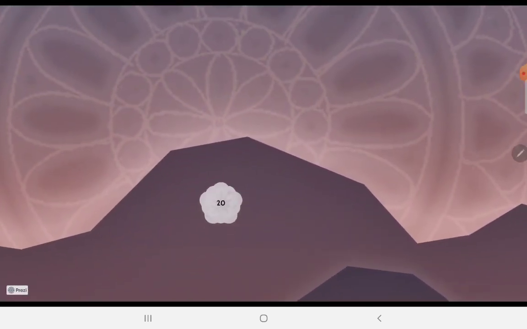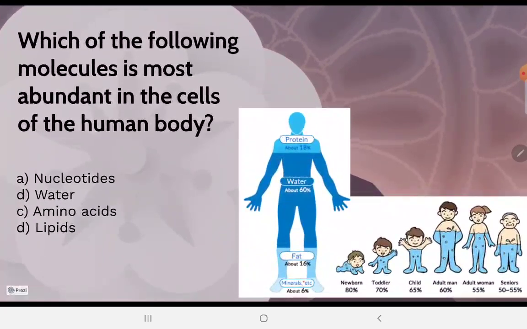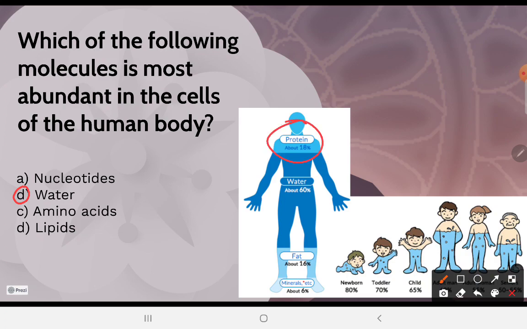Okay, 20. Which of the following molecules is most abundant in cells? This is just something you have to know, and you probably already did. It is water. Most of us is water. Our cytoplasm is mostly water. And then we also, of course, have blood running through us, and that's mostly made of water. And the other stuff in us is protein, which makes our cells, and then we have fat and minerals and stuff like that. So there you have it.